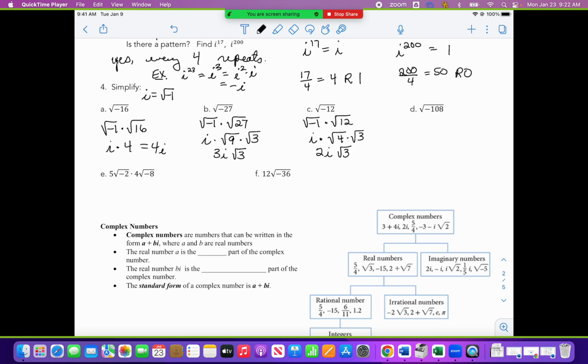I'm going to pause a moment, and I want you to try letter D. Please do not do E, because something special happens on E. But let me pause and let you try letter D. Try and simplify that square root.